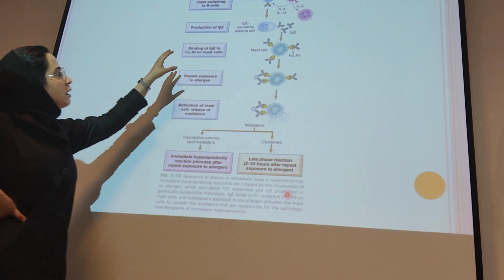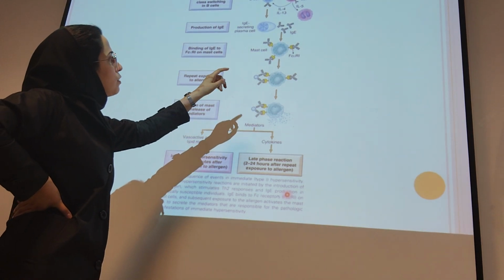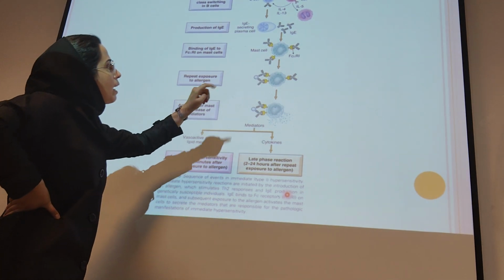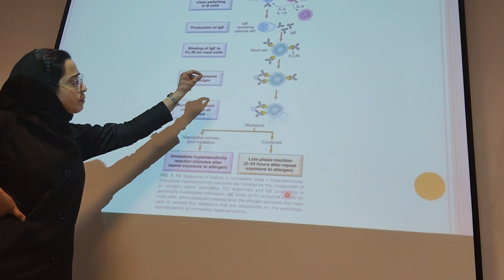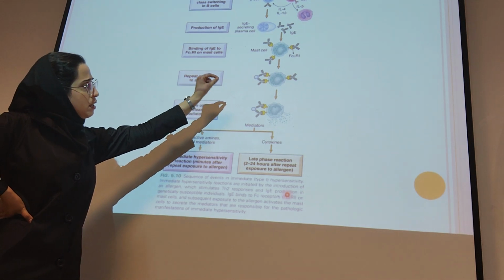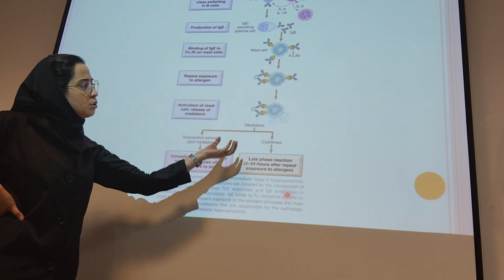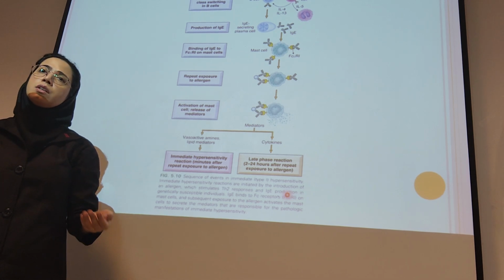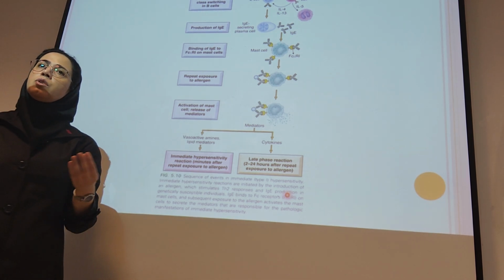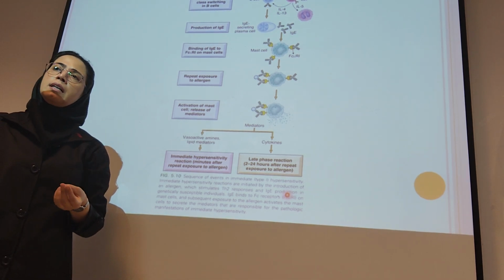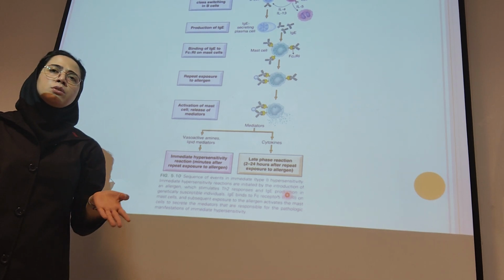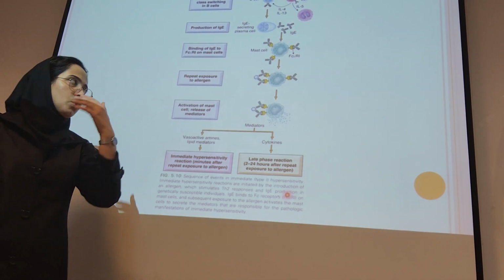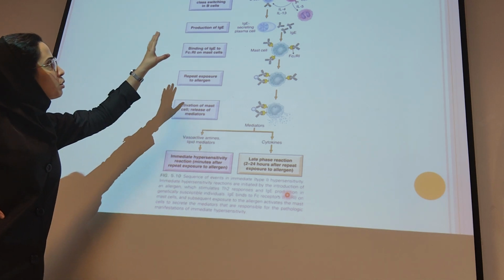But here we have IgE, which is attached to the mast cell, yes? And the antigen attaches to the IgE and the mast cells show degranulation, and we have release of cytokines which cause tissue edema and bronchospasm and other symptoms. We are going to talk about them.